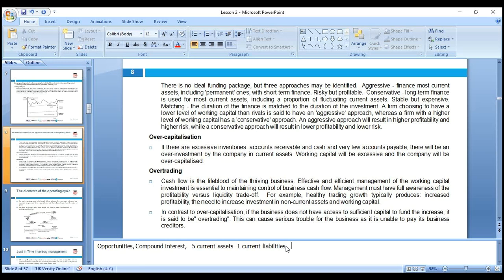So no point in overtrading, we need to be balanced. For the likelihood of a thriving business, effective and efficient management of working capital is essential to maintain control. Because with overtrading, you can sell a lot, but you're selling on credit, and what will happen? A lot of bad debts, which ultimately creates a problem of liquidity as well. So we need to make sure we have a good balance.